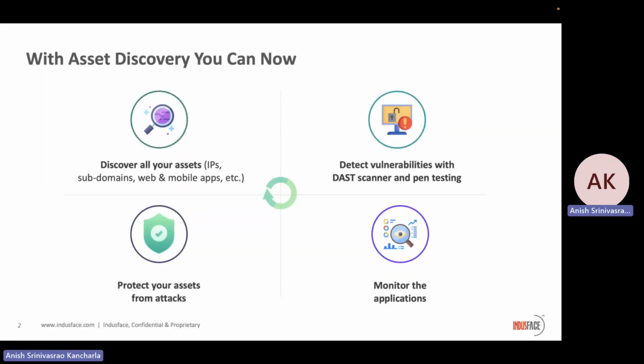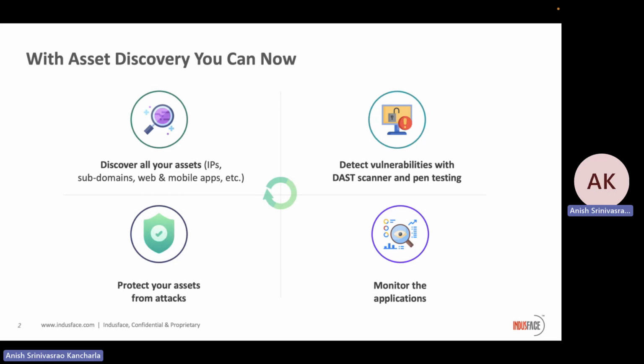Addition of the asset discovery into Indusface WAS and AppTrana will now enable you to discover all public IPs, subdomains, mobile and web applications, and other public facing assets, detect OWASP Top 10, SANS 25, and other vulnerabilities with the bundled DAST scanner and penetration testing, protect all these assets from DDoS, bot, and application layer attacks with the AppTrana WAAP, and monitor the applications for zero-day vulnerabilities, DDoS, and bot attacks. For the purpose of this video, we'll cover how you can use this feature on the Indusface WAS product.